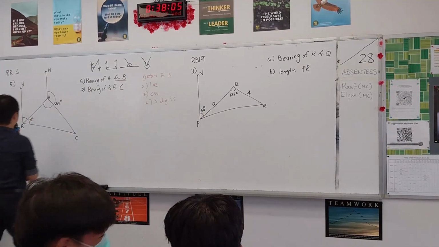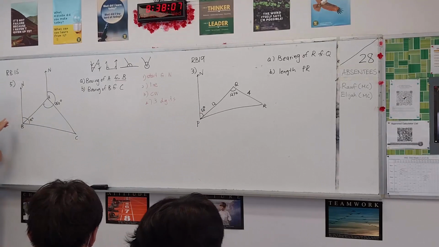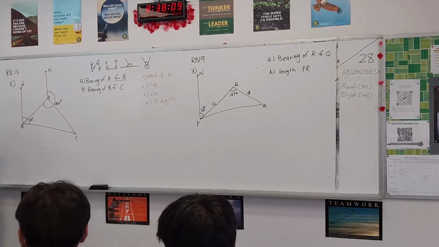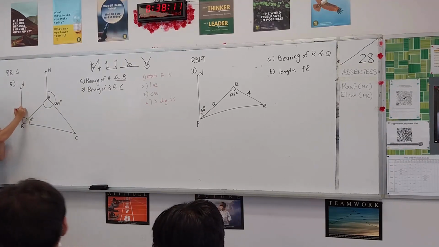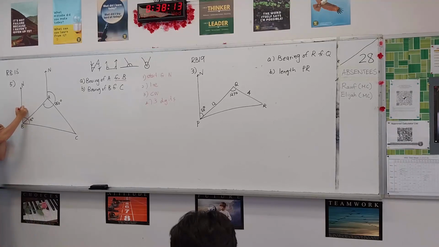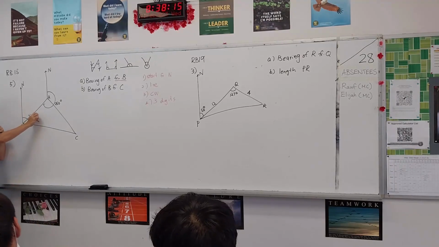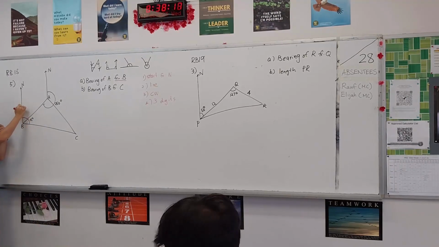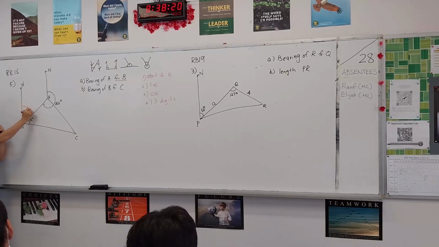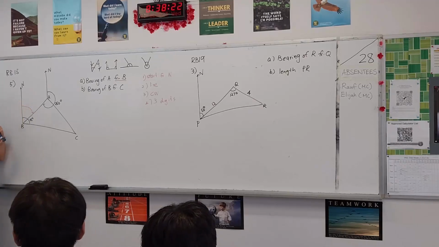So from B, I need to draw a north line, and thank goodness it has already been drawn for me. So now I need to go to the line AB. So I need to stop here. So I'm going clockwise. Now I know where to stop, right? So I will stop here.